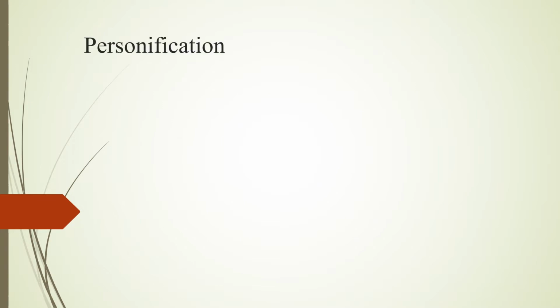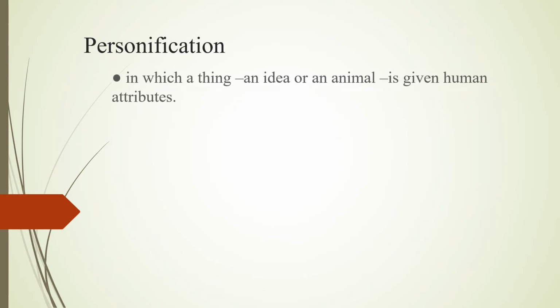Third one, we have the personification. Personification is a figure of speech in which a thing, an idea, or an animal is given human attributes or human qualities. For example, the shadow of the moon danced on the lake. A shadow, especially of the moon, can neither move nor dance. It will only move if a wind blew the lake to make the waves and making all the reflections move as well.